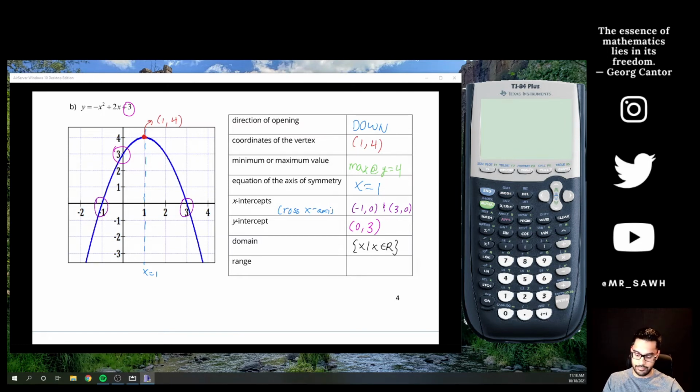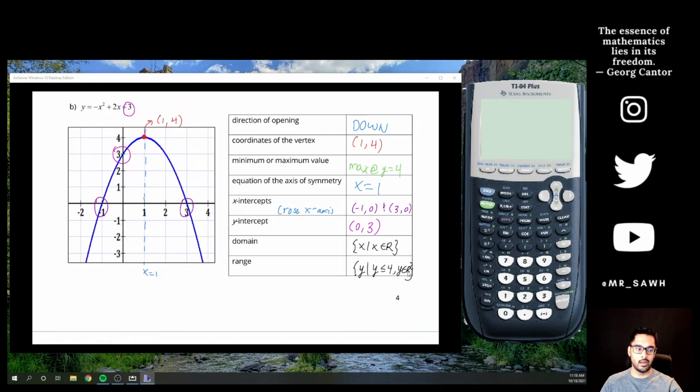Unless it's a word problem. For range, we can use our vertex to help. So I know the biggest number I could have for y is 4, so everything else has to be less than 4, or it could be equal to it.